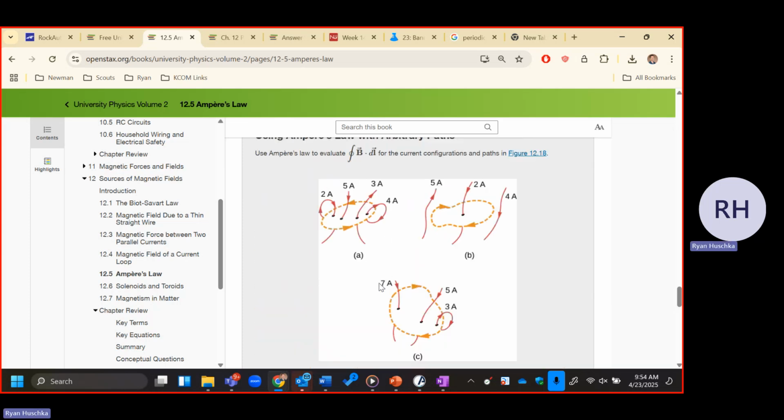We get a net value of 0. Does that make sense? We got 5 down and 2 down, a total of 7. We got 3 up and 4 up, a total of 7. So a total of 0. Even though these are 4 different wires going through this surface, as a whole, there's really 0 in terms of your line integral of the magnetic field.